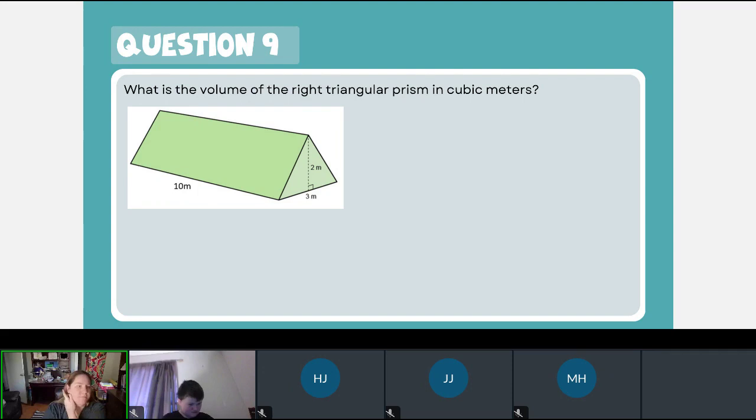Number 9 says, what is the volume? So let's underline that. What is the volume of the right triangular prism in cubic meters? So volume equals, write this on your paper, base, so capital B, times height. Remember, when you're solving for volume, you have to solve for the area of the base first, okay? Our base is this triangle right here. So we need to find the area of this triangle.